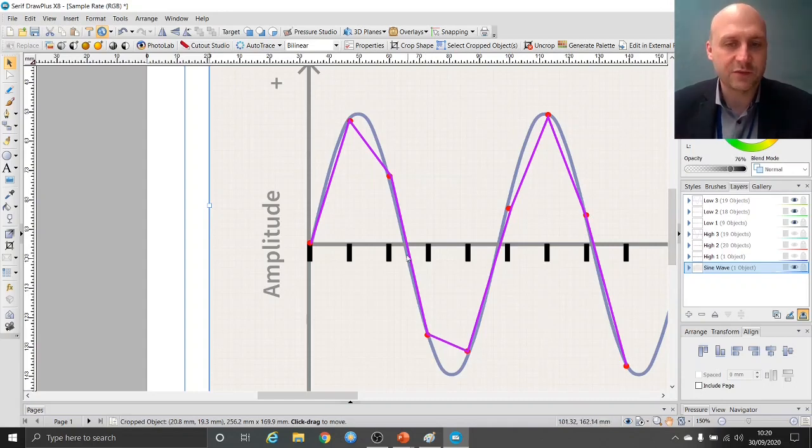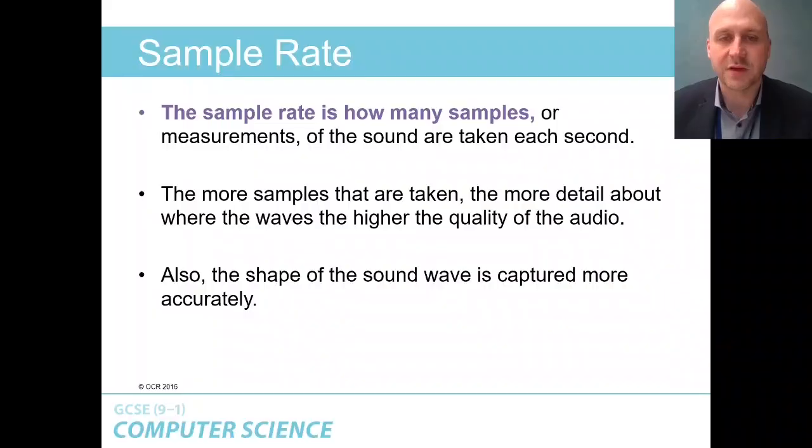You might say to yourself, why don't you just do more? Well, you don't get anything for free in life. The more samples you take, the larger the file size, and the more processing power required to record the samples and play the samples. Often, most people wouldn't notice a difference above, say, 44,000, although some people do, me not so much. So just to sum up, the sample rate is how many samples or measurements of the sound are taken each second. The more samples taken, the more detail about the waves is kept, but then, obviously, there's a bigger file size.